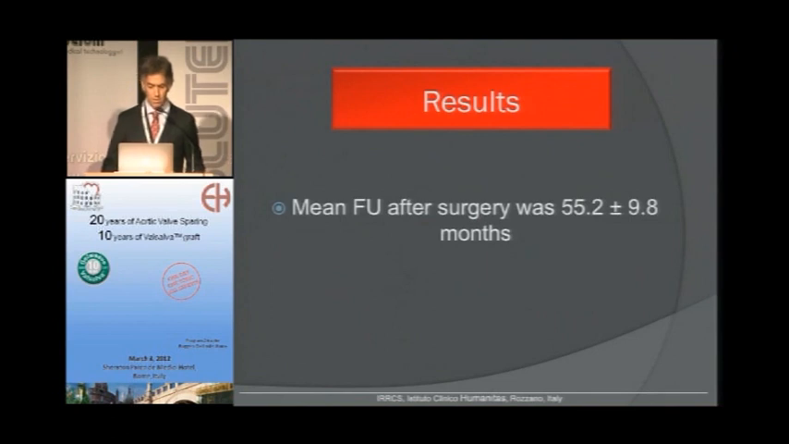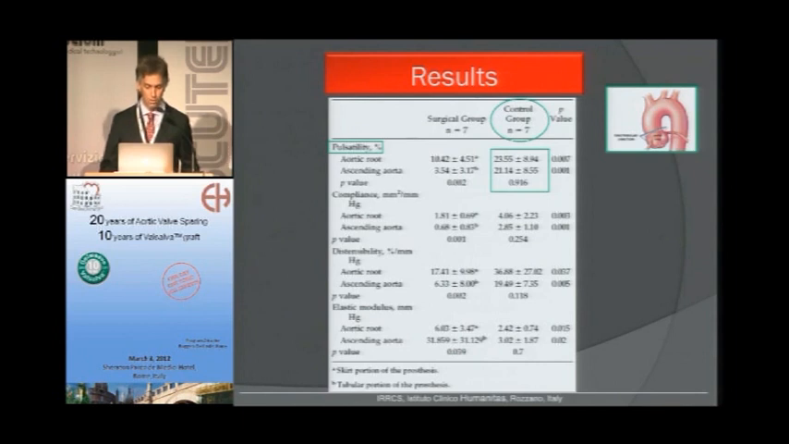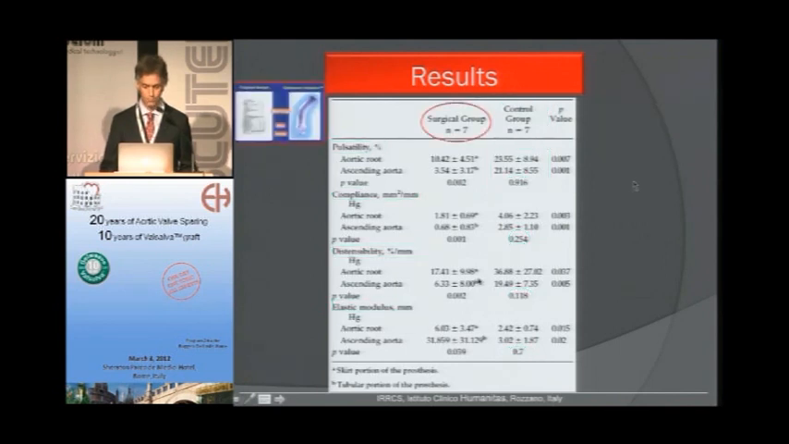What we found, well, the mean follow-up was 55.2 months, so it's midterm, I would say. Control group, healthy individuals: as you can see, the pulsatility at the aortic root level is slightly higher than in the ascending aorta, and this is not significant. Same result for compliance and distensibility, and of course the other way around for elastic modulus, indicating that the ascending aorta is slightly more rigid than the aortic root in healthy individuals.